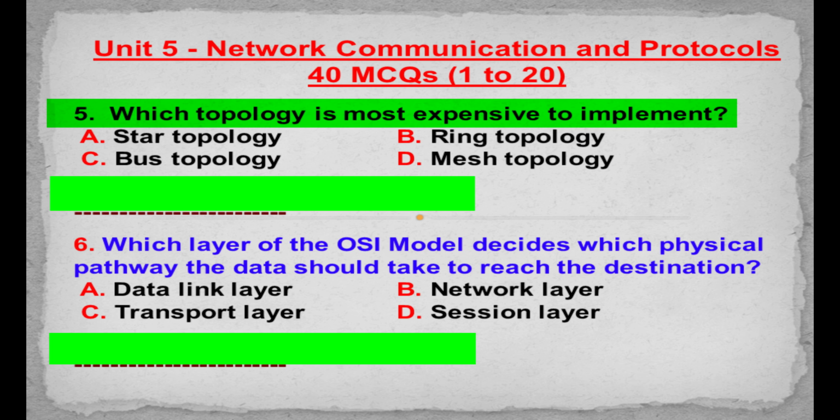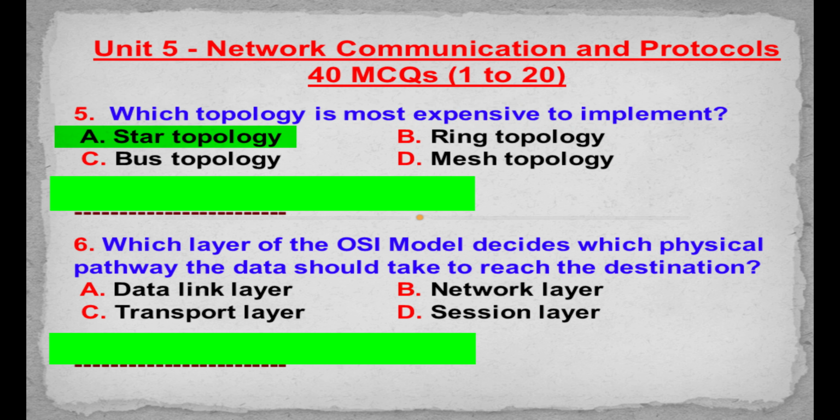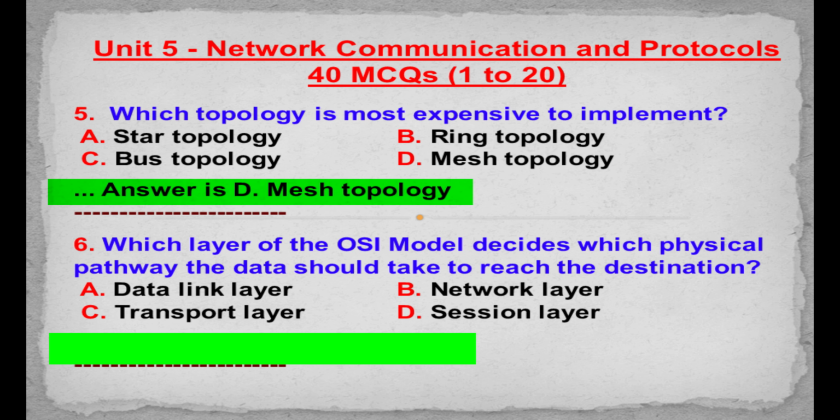MCQs number 5. Which topology is most expensive to implement? Option A, star topology. Option B, ring topology. Option C, bus topology. Option D, mesh topology. Correct answer is option D, mesh topology.